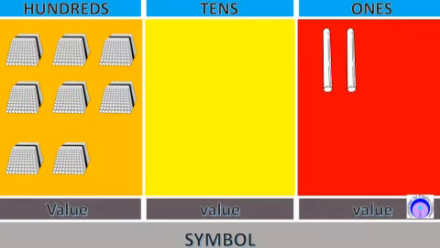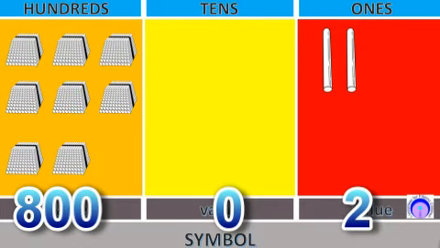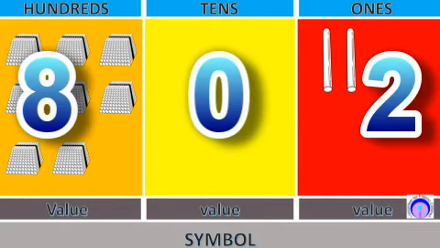Now, let's go to the tens place. Can you see anything in the tens place? Wala. Kaya, ang digit ay 0 in the tens place. Let's go to the ones place. There are 2 sticks. Therefore, the value is 2. Now, let us answer the symbol of this particular set of objects. The symbol is 802.